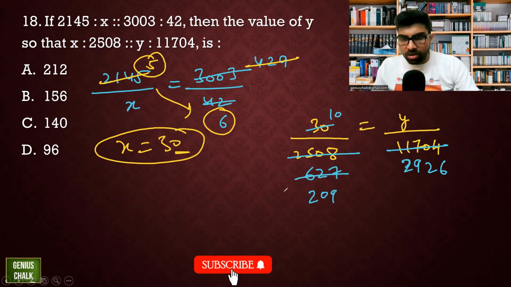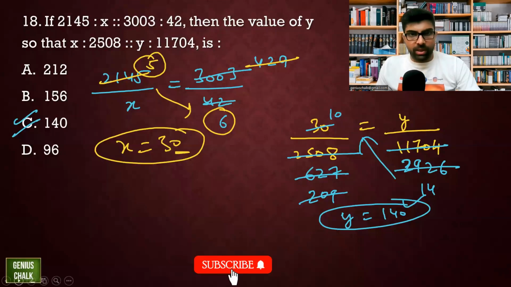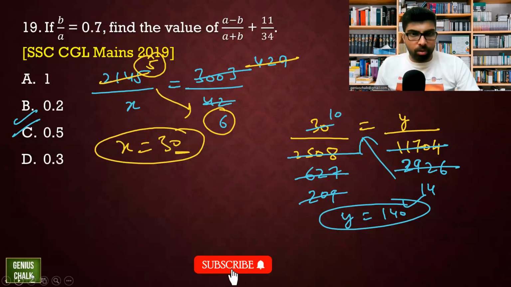Now this must cancel this somehow. So if you see, it is 209 and this is 2926. So if you cancel this, 14 9s are 14. So this will cancel this 14 times. So 14 into 10, X will be 140. Sorry, Y will be 140. This Y will be 140. So this is how we can solve, but it is taking time. The previous approach was good in this question, as it is the mains question of SSC. So we can apply that approach.